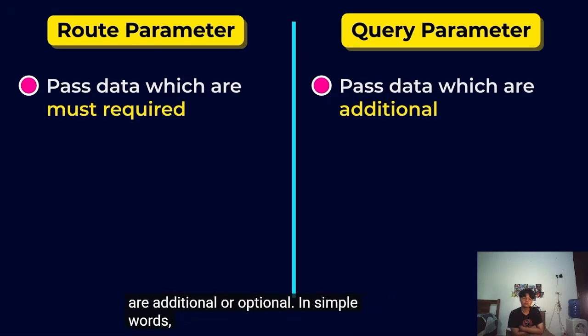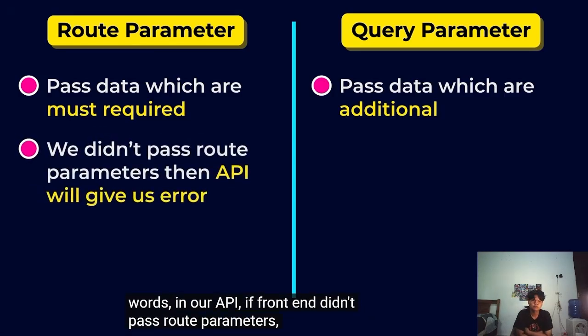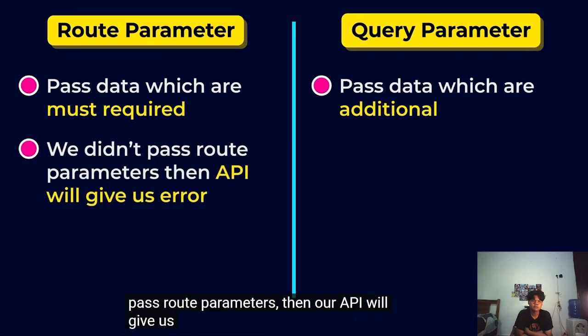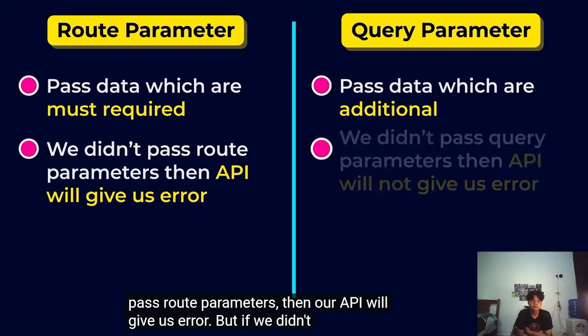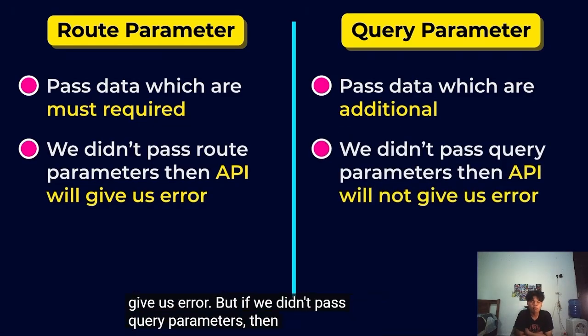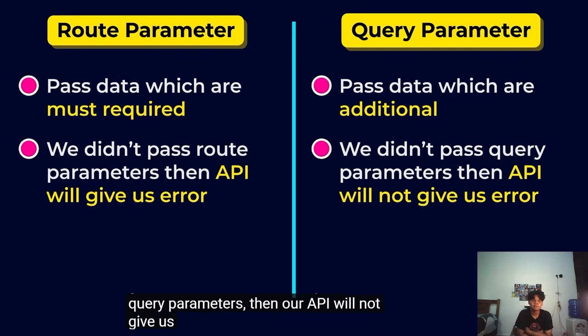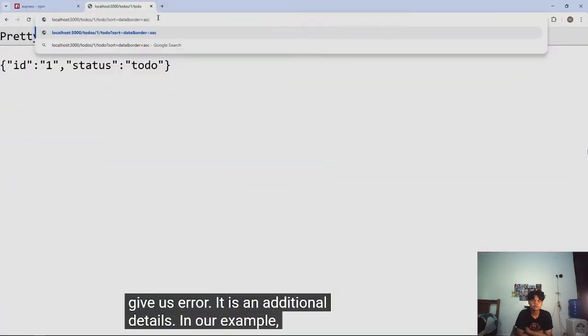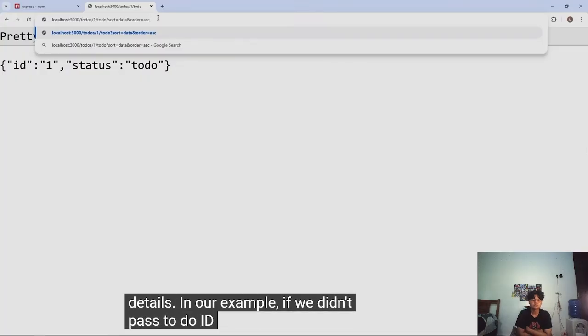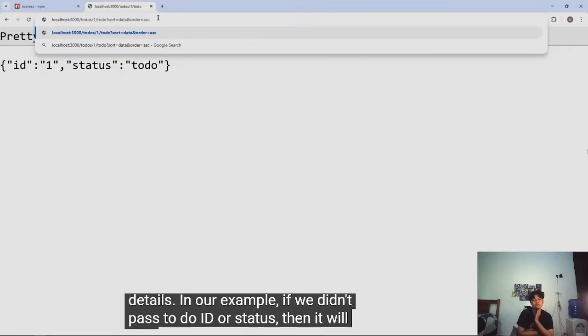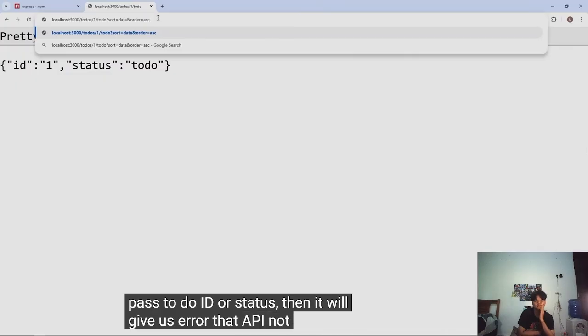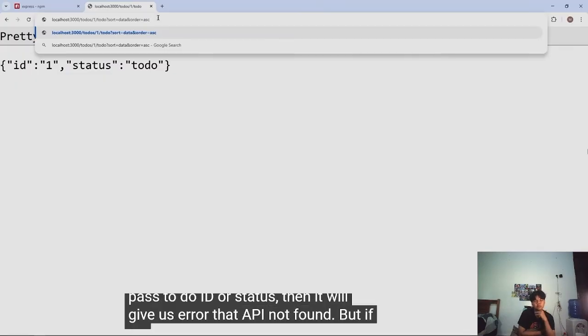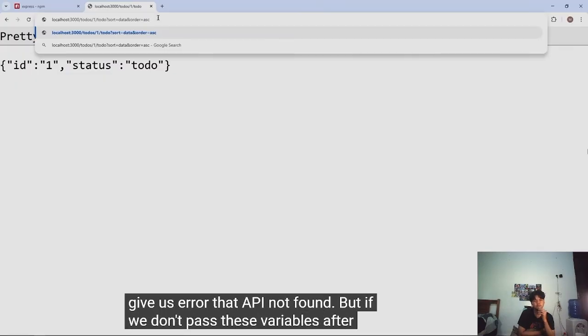In simple words, in our API, if the frontend doesn't pass route parameters, then our API will give us an error. But if we don't pass query parameters, then our API will not give us an error. It is additional detail. In our example, if we don't pass the to-do ID or status, then it will give us an error that the API was not found. But if we don't pass these variables after the question mark, then we don't get an error.